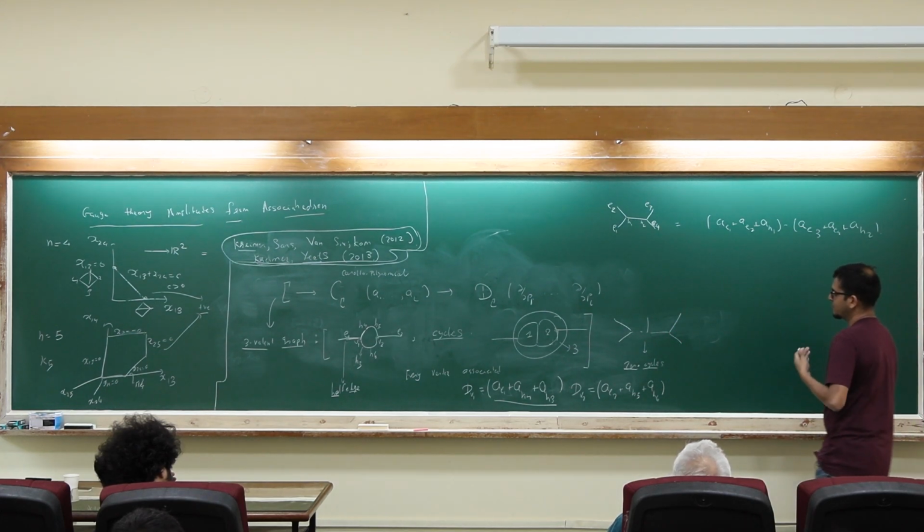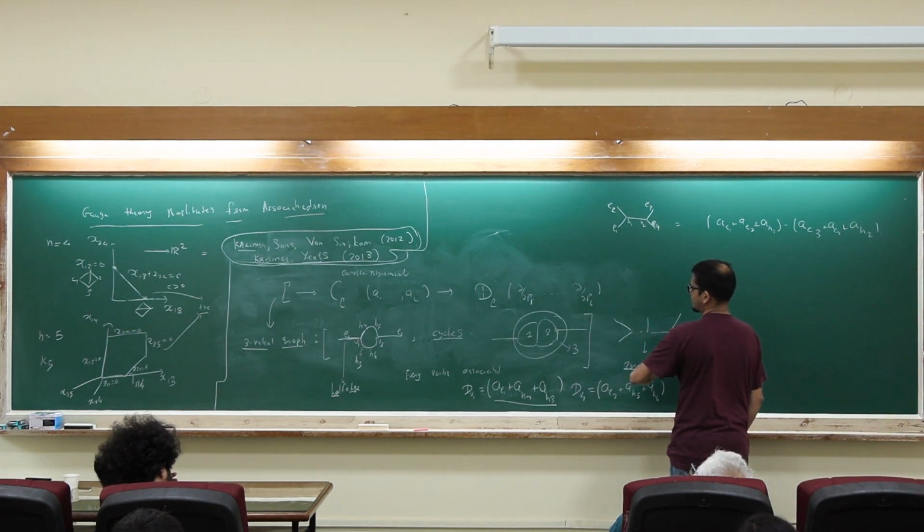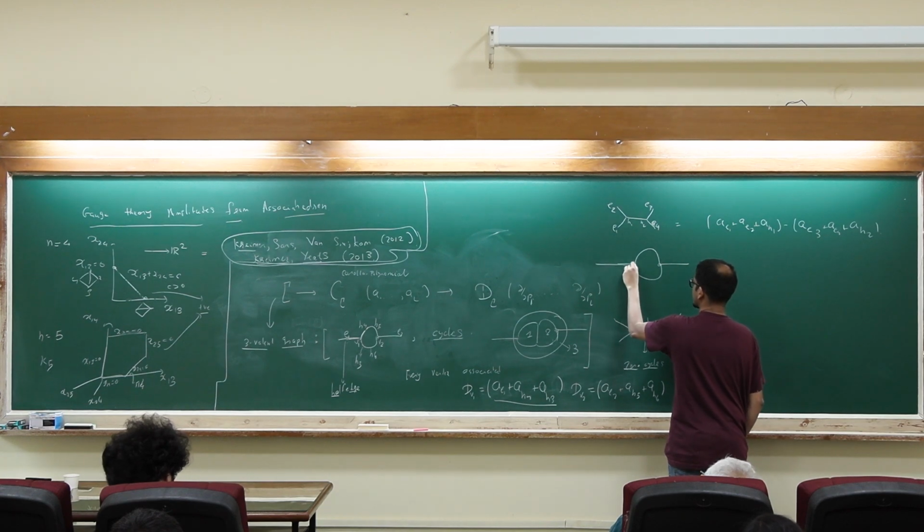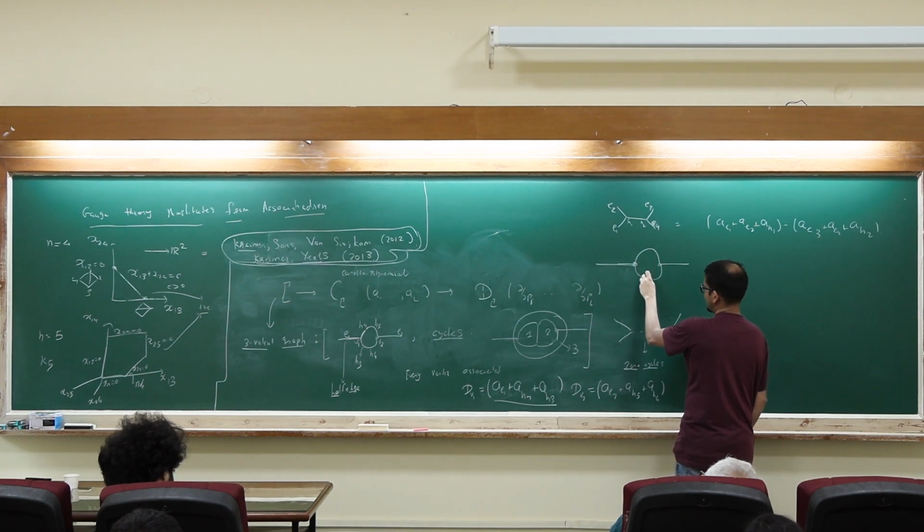And now if you have loops, then it becomes more interesting. So for example, if you have this loop, I'll first give an example because then it will be clear what we are saying. So take this example. It has one cycle.